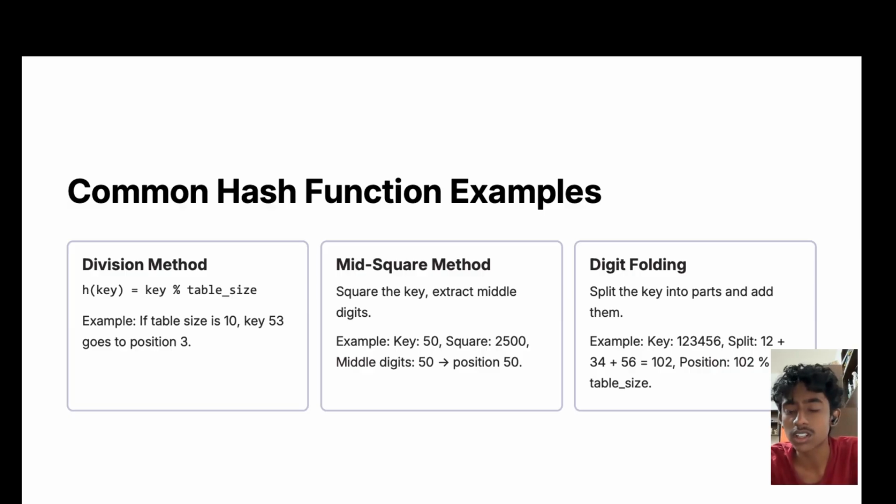The mid square method involves squaring the key and extracting the middle digits. For a key of 50, the square is 2500 and the middle digits are 50, leading to position 50. Digit folding splits the key into parts and adds them together. For example, a key of 123456 splits into 12, 34, and 56, adding up to 102. The position is then 102 modulo the table size.